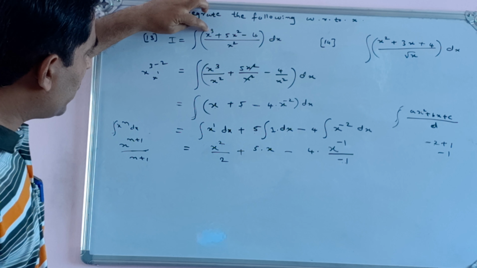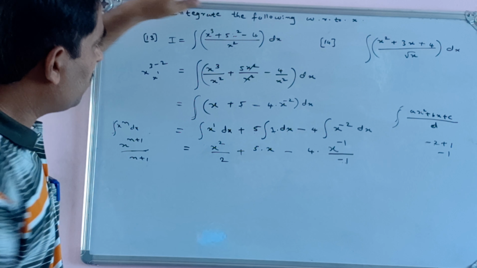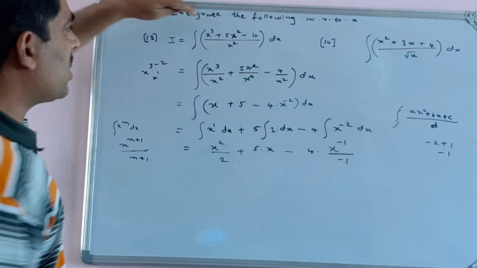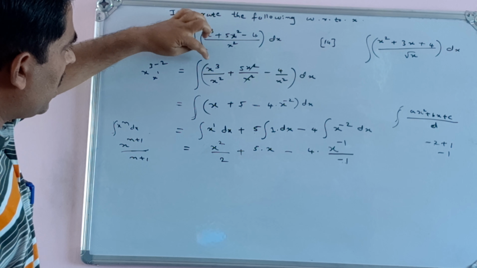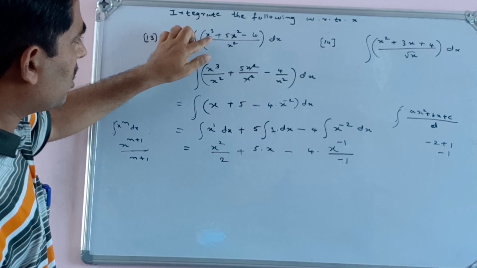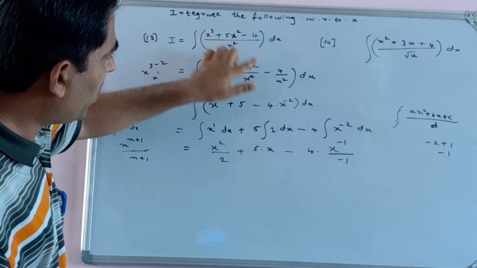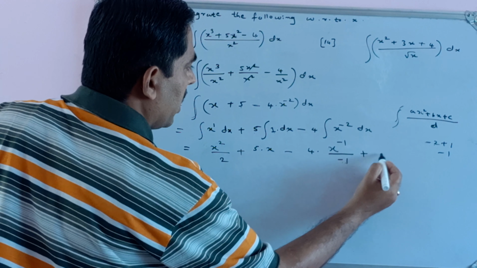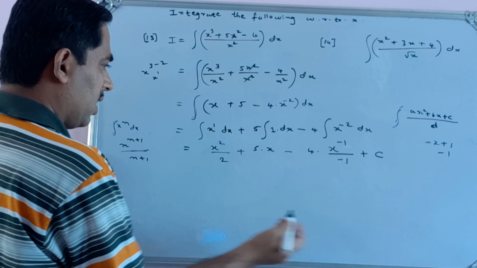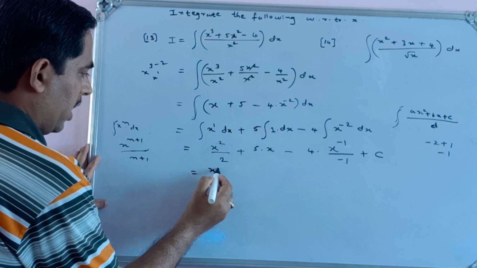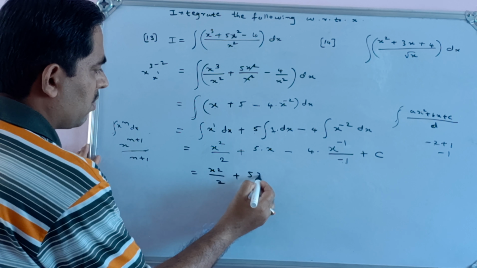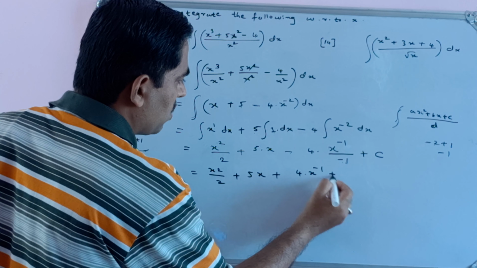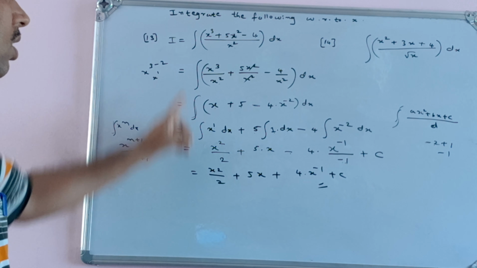What I have done here is, what is the numerator here? The numerator is x cube plus 5x square minus 4. That can be written as x cube divided by x square, so I can split it, plus 5x square by x square, minus 4 divided by x square. Then you make use of the formula. Plus I have to write c, the constant of integration. You can multiply this minus and write another step, otherwise you can leave it at this step. So that is x square by 2 plus 5x, minus into minus will be plus 4 into x to the power of minus 1, plus c. This will be the answer for this 13th one.